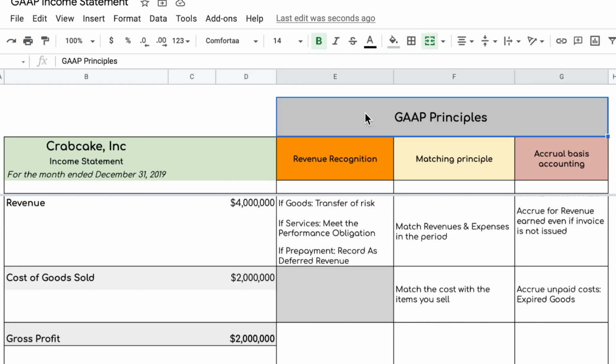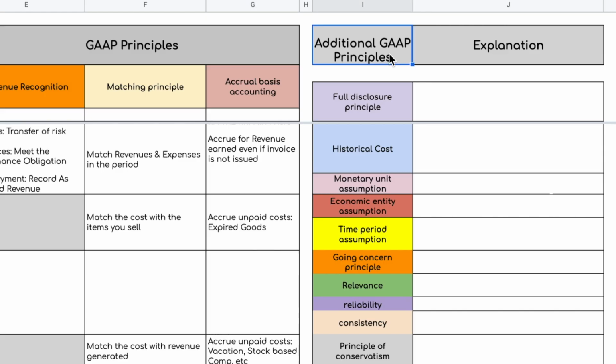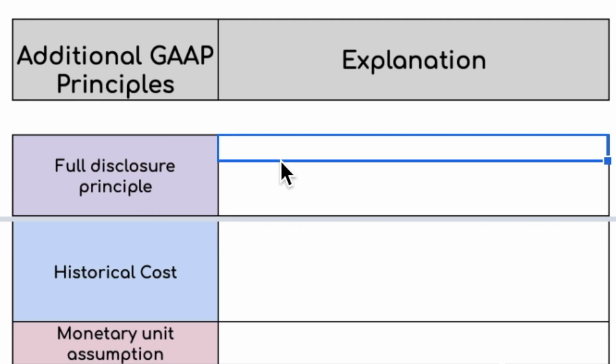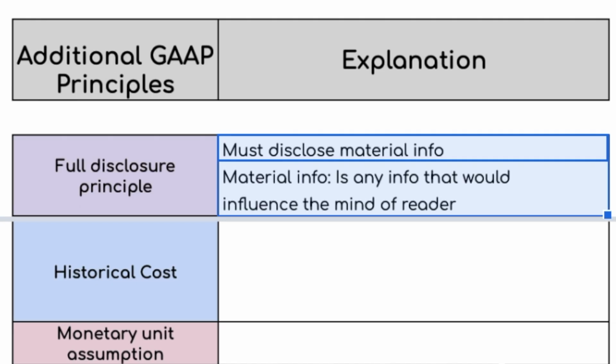All right, so we talked about the GAAP principles that apply to the line items on the income statement, such as revenue recognition, matching principle, and accrual basis accounting. And now we'll talk about some additional GAAP principles that don't apply to the individual line items on the income statement, but apply to the overall presentation of the financial statements. So we go with the principle of full disclosure, and basically what this is saying here is that we have to disclose any material information that will influence the reader of the financial statements. So this is the full disclosure principle, and this usually goes in the form of footnotes to the financial statements.